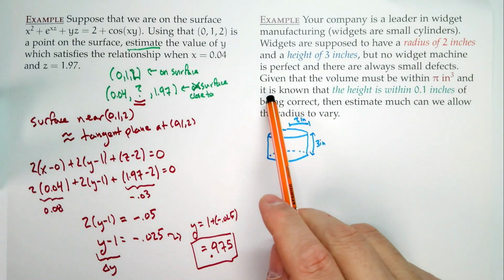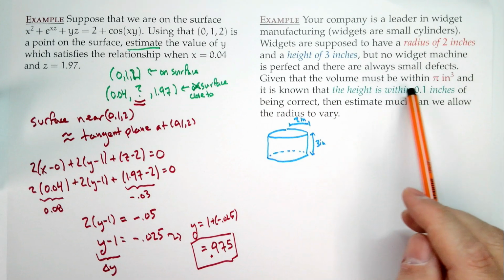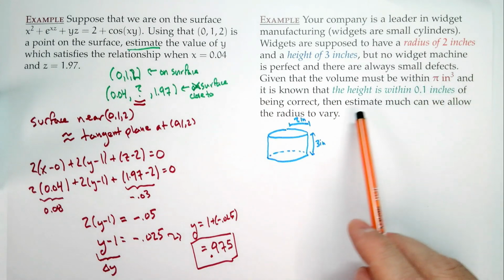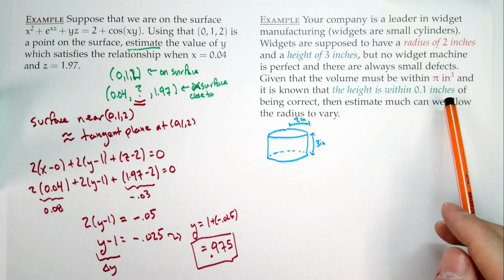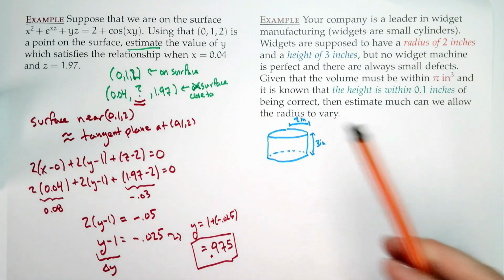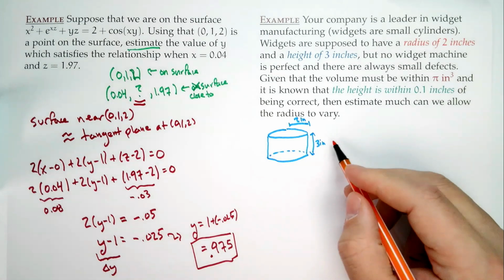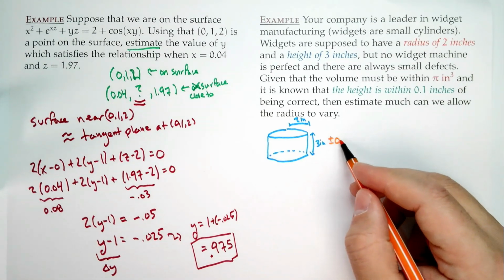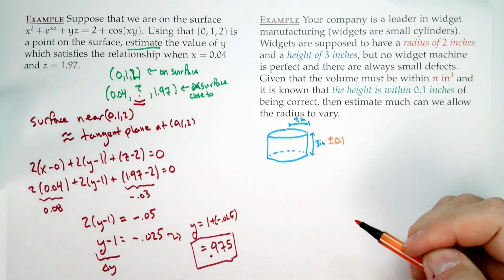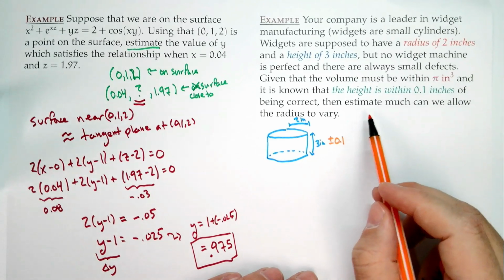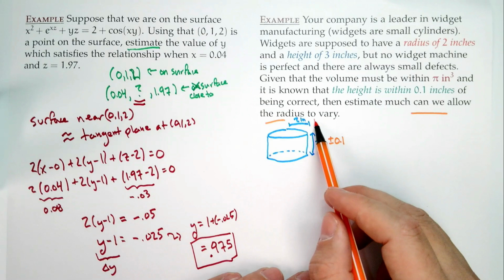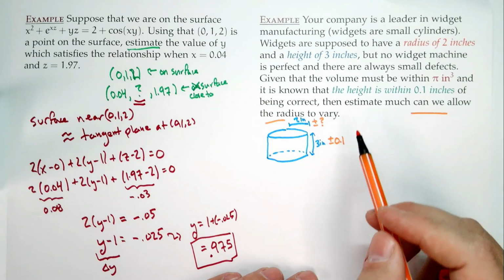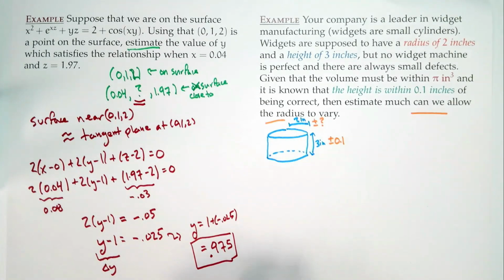So let's keep going. The volume must be within pi cubic inches, and it is known that the height is within 0.1 inches of being correct. So the height, that says I'm within 0.1. So the question is, how much can we allow the radius to vary? In other words, what's the tolerance? How much can I let this radius move by?